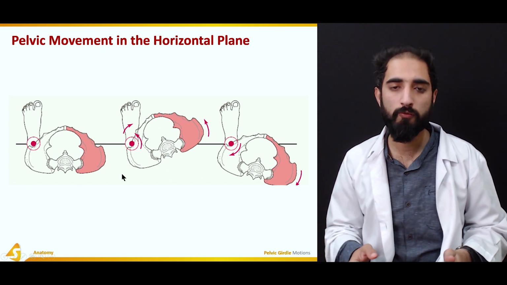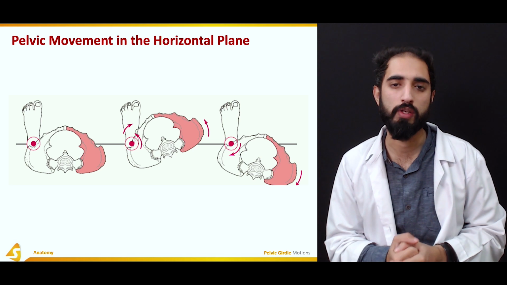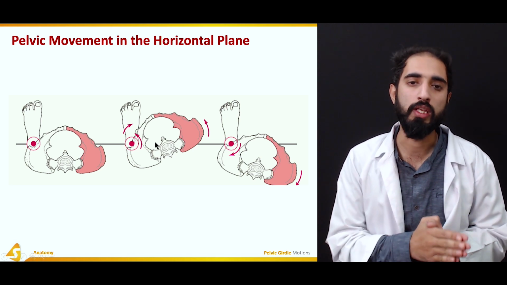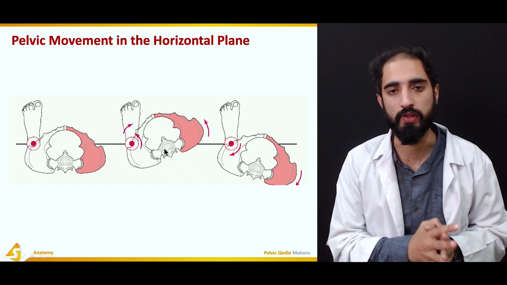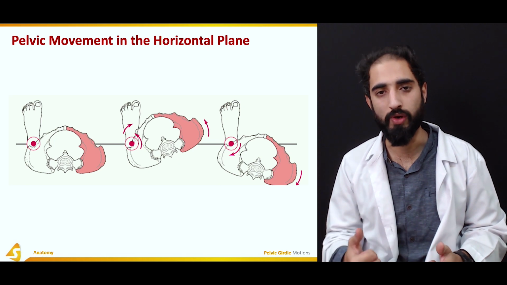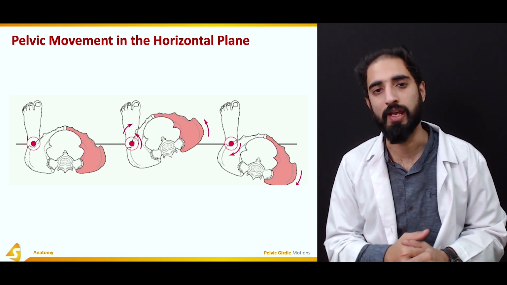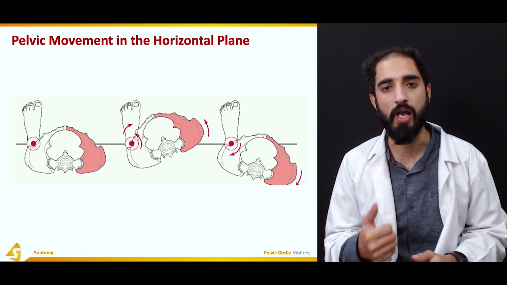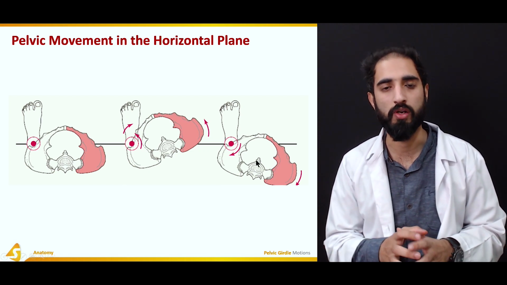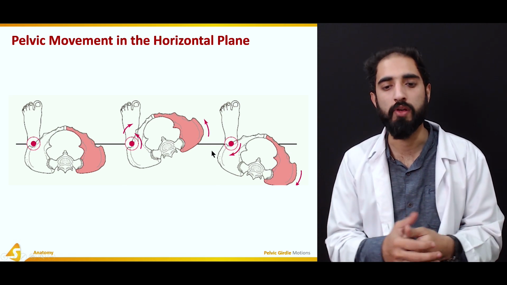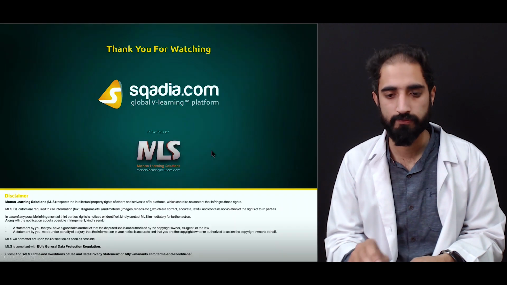So anterior movement of one side of the pelvis or the innominate bone results in rotation of the contralateral hip joint. If the pelvis on one side moves anteriorly, there is contralateral internal rotation. And if the pelvis moves posteriorly, there is contralateral external rotation. And that's how the pelvic movement occurs in the horizontal plane.